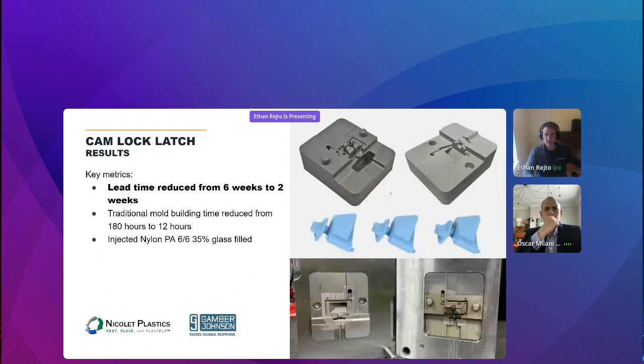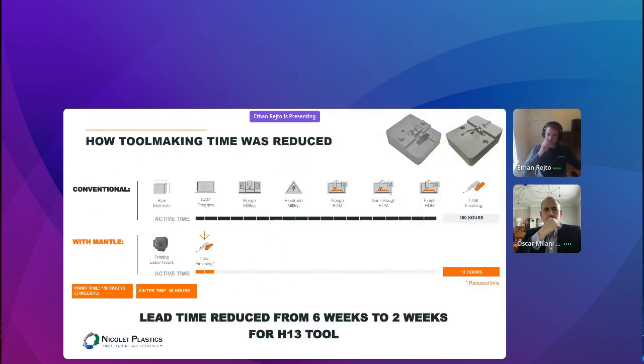I'm trying to get to my slide here, where you can see ultimately what this meant. The top was what they would have had to do if they were producing this tool traditionally. From sourcing raw materials to doing all the programming work for the CNCs, for the EDMs, for the mills, to actually program how these parts are made, to do the rough milling, the electrode milling for each different feature that they were going to burn via EDM. They'd have to design, cut, and burn electrodes. And then, of course, all the finishing involved as well. So they felt that they went from 180 hours of active time down to just 12 hours with Mantle.